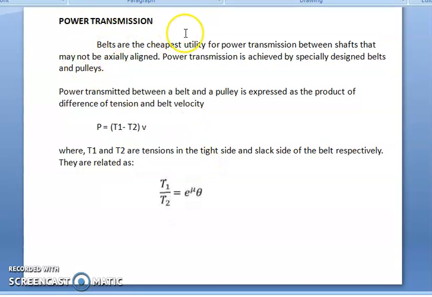Then power transmission, that is the power transmitted between the belt and pulley, is expressed as the product of the difference of tension and the belt velocity, that is P = (T1 - T2) × V, where T1 and T2 are the tensions in the tight side and slack side of the belt respectively. Similarly, the tension ratio T1/T2 = e^(μθ), where μ is the friction factor and θ is the arc of contact.